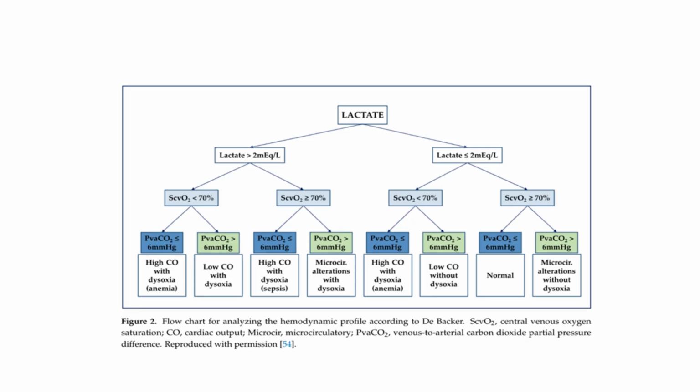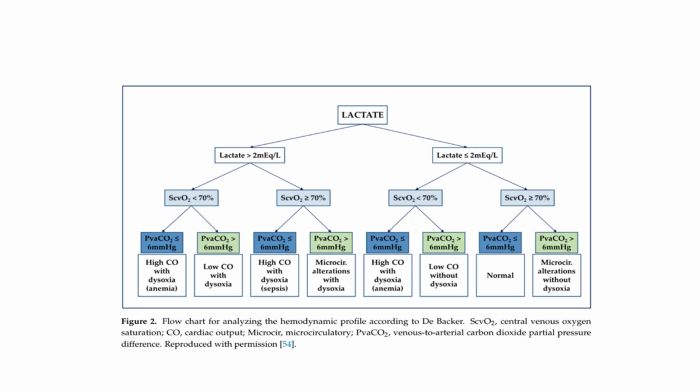The next parameter is ScvO₂, which reflects the balance between oxygen delivery and oxygen consumption. If ScvO₂ is low, below 70%, it means that tissues are extracting more oxygen than usual. This usually suggests inadequate oxygen delivery. If ScvO₂ is normal or high, 70% or above, oxygen delivery appears sufficient, or the tissues are unable to utilize oxygen effectively. However, ScvO₂ alone is still not enough.